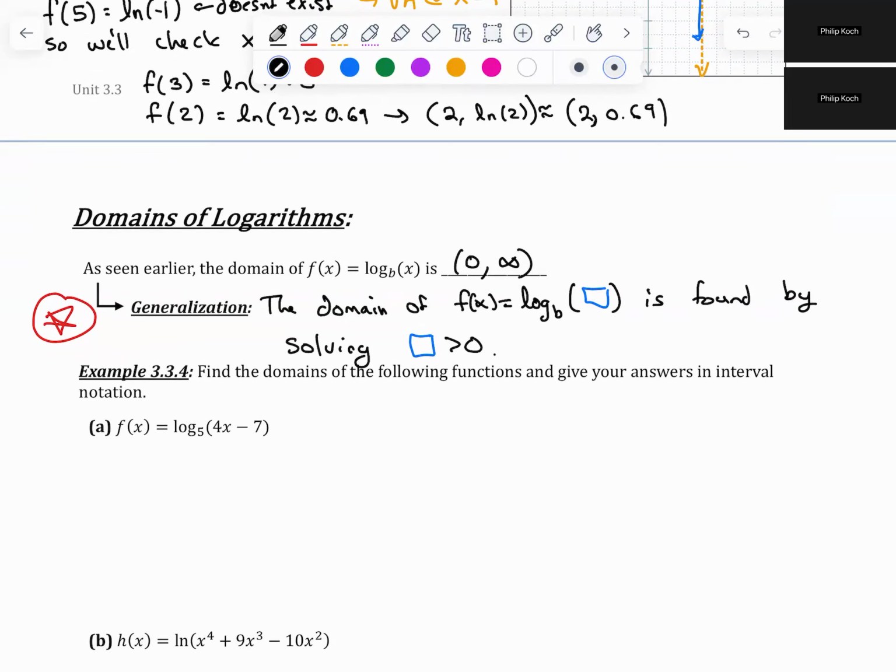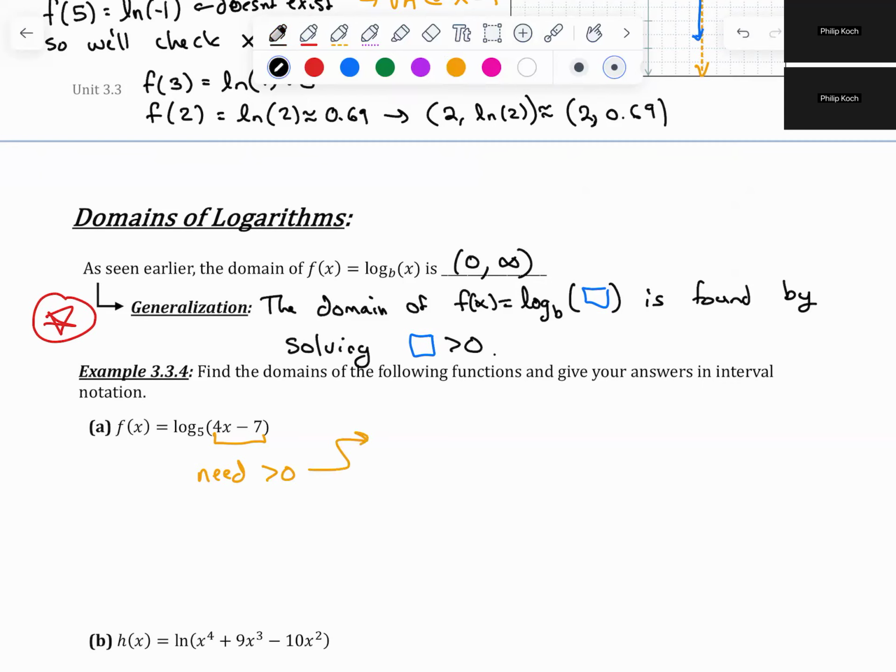Logarithms are only defined for values greater than 0, so the inside of the logarithm needs to be positive. For example, if we're trying to find the domain of f of x equals log base 5 of 4x minus 7, it doesn't matter what the base is. The only thing that's important is that the inside of a logarithm needs to be greater than 0. We need this greater than 0.